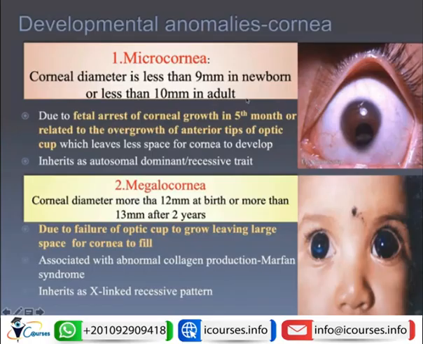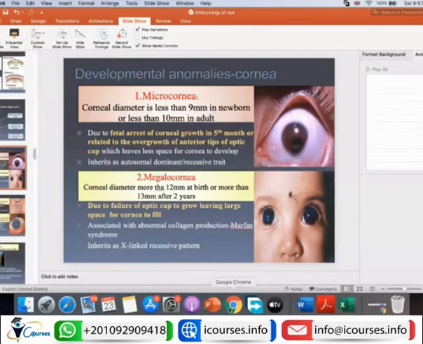This is due to a disproportion between the developing anterior tips of the optic cup and the space between the optic cup and the lens. If there is failure of corneal growth in the 5th month due to overgrowth of the anterior tip of the optic cup, there will be no space for the cornea to develop. On the other hand, in megalocornea there will be failure of the optic cup to grow, leaving a large space for the cornea to develop. And let me show you this in an illustration.